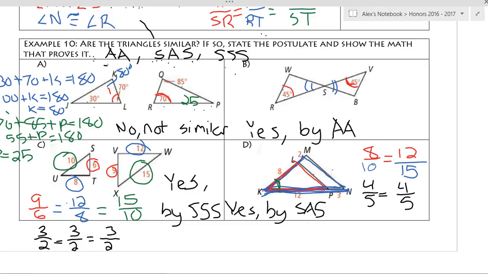Alright, that's it for target 1A. We're done with the notes for that one. So again, make sure you come in with your questions on all our triangle similarity stuff for tomorrow.